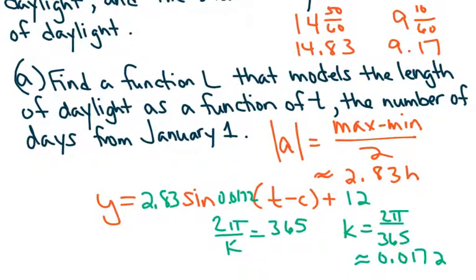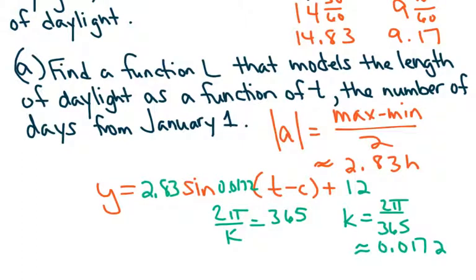The last part of this problem is, is there a phase shift? Well, since the average length of daylight is 12 hours, and the graph is shifted up by 12, the average value of 12 hours occurs twice during the year. Well, the first time that happens, the spring equinox, that's why we call it the spring equinox, is on March 21st. Well, that's going to be 80 days into the year. So that means that C is going to be 80.